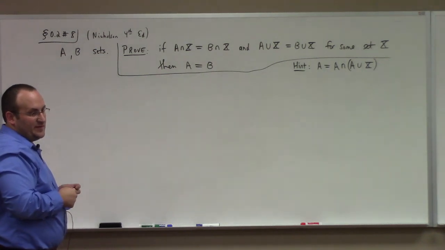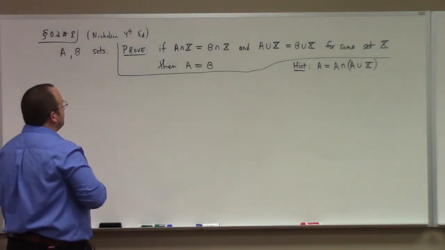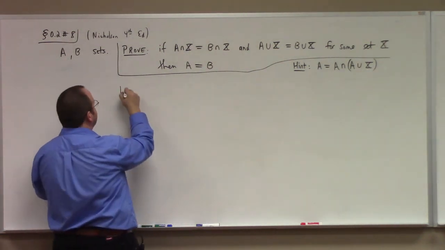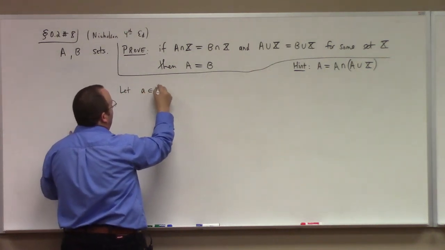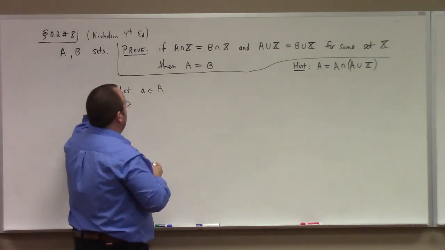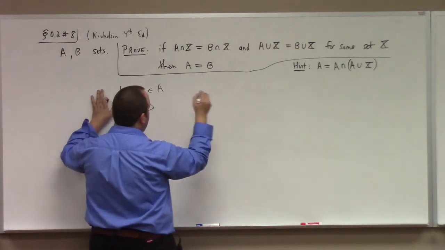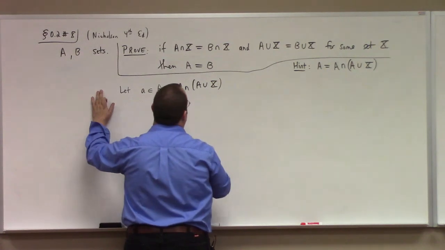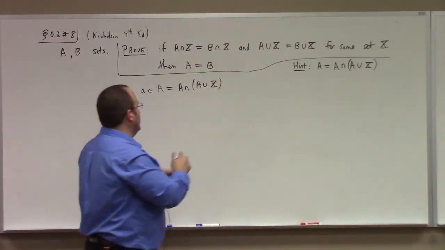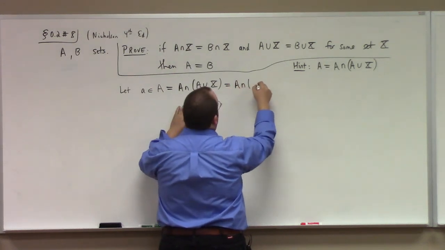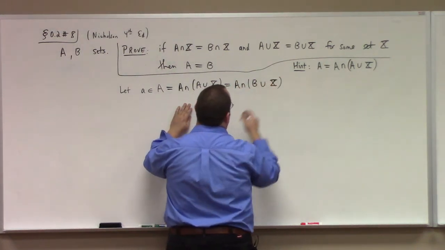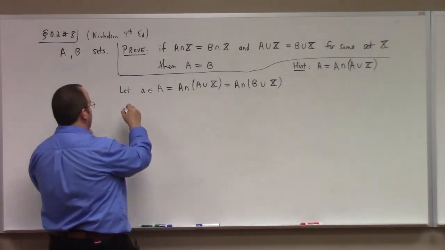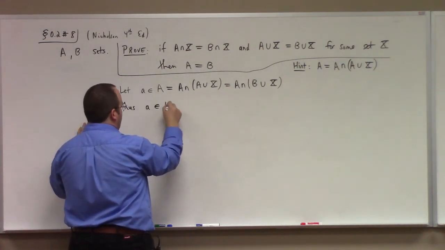If X is not empty, then there's some element in it. We're trying to prove A is equal to B, so let a be an element of A. Then a is in A intersect, and I'll use the hint now, A union X, which is equal to A intersect B union X. So what does that mean? a is also an element of B union X.